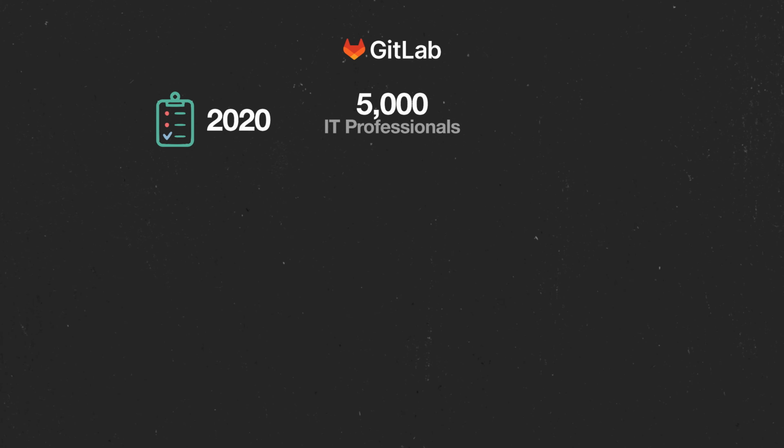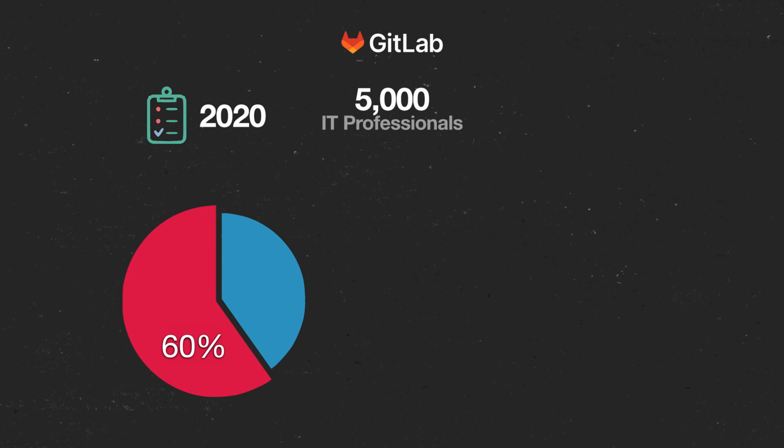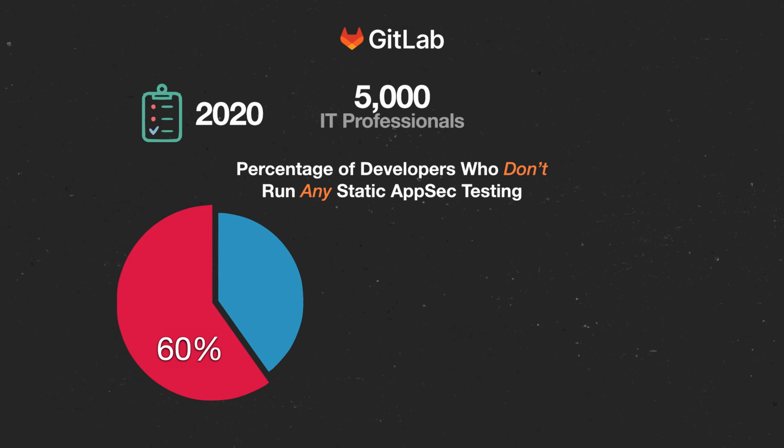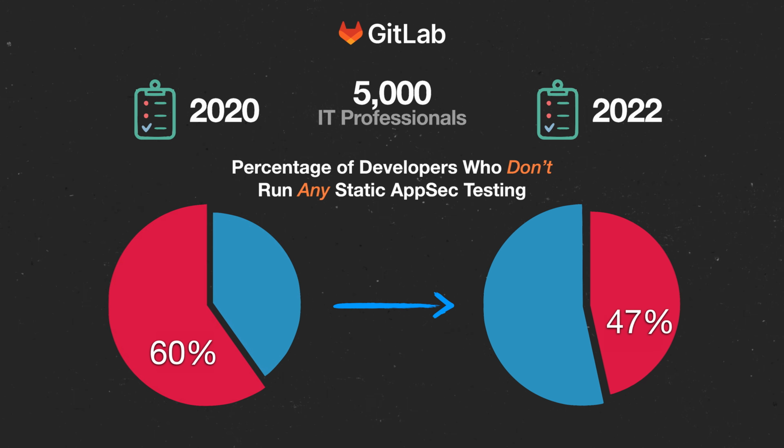In 2020, GitLab surveyed 5,000 IT professionals across different industries and company sizes and found that 60% of developers didn't run any sort of static code testing at all. Now fast forward to 2022, and that number is now only 47%. So that's a really big change in a very short period of time.